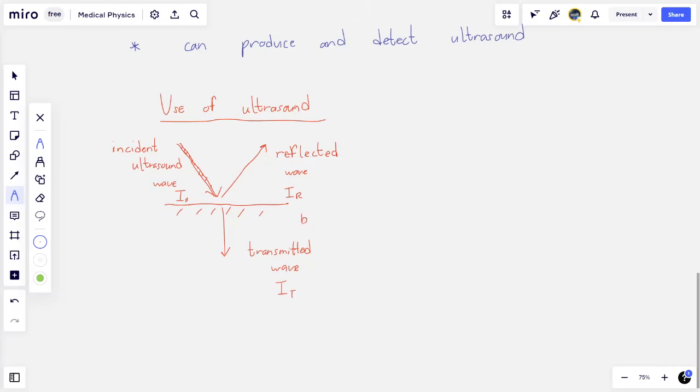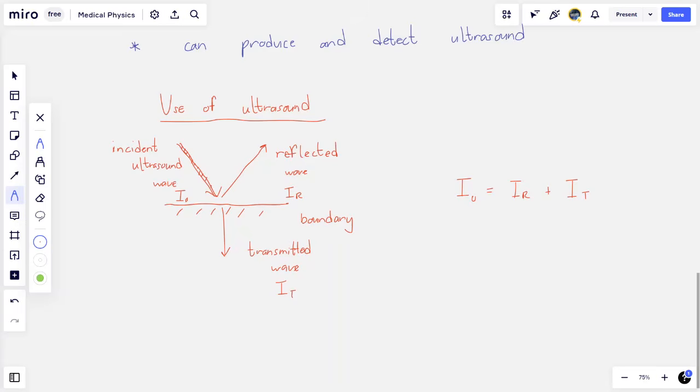And so, again, this is a boundary between different media. It could be air and skin. It could be fat and muscle, or fat and tissue, or whatever, any media in the body. And so the intensity I, or I0, is equal to the reflected intensity plus transmitted intensity. Obviously, this is a very sort of idealized situation.